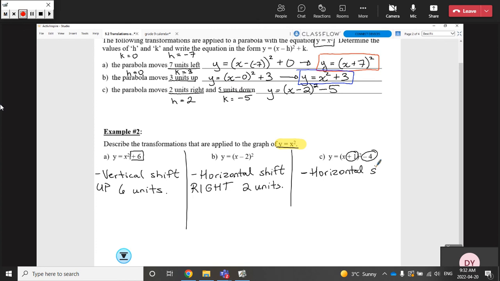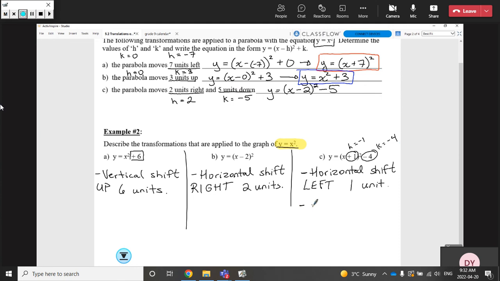Horizontal shift left, 1 unit. And then, so we got that one, right? That was the h value. Now, some of you might even write, okay, well, the h value there must be -1. And then the k value here is -4. Some of you might find that strategy appealing.